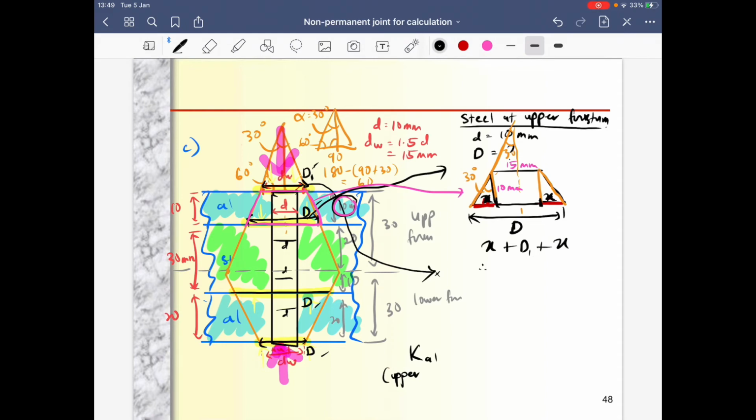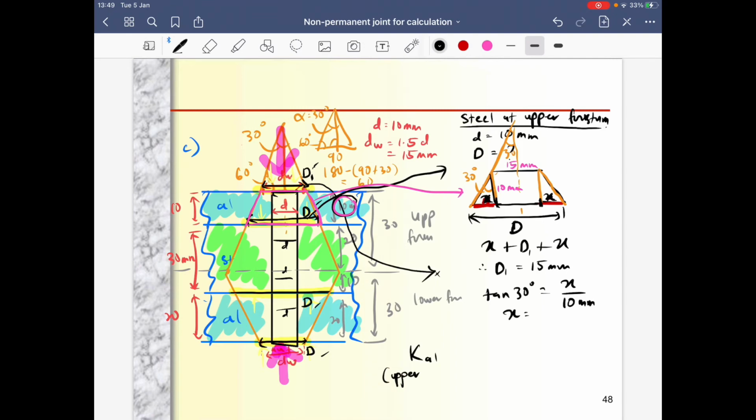So we know that D1 is 15 mm, right? What we calculated earlier, which is the first D, is equal to D washer, and then you just calculate what is X. So tangent 30 equal to X over 10 mm, the thickness of the plate. So X equal to tangent 30 times 10.